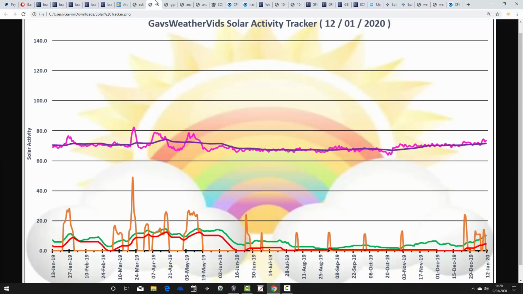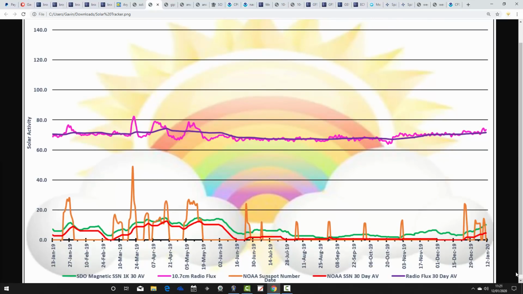This is the GWV Solar Activity Tracker updated by our good friend James Ackram. That's sent through first thing today, so this is bang up to date. The coloured lines here are our trend lines, the thick green and the thick red are our trend lines. The orange line is depicting each individual day's worth of sunspot activity.